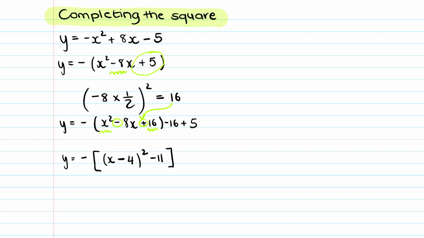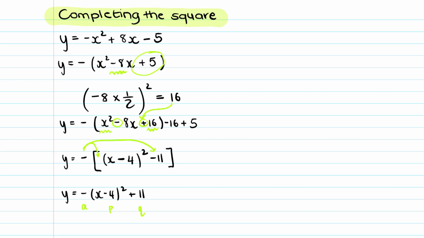But we are not done. We need to multiply that minus that is outside the bracket inside. And we do that by multiplying it in front of the little round brackets, as well as with our negative 11, which is our q value. So we are going to be left with y is equal to negative bracket x minus 4 squared plus 11. Amazing. Now we are at a point where we have our a, our p, and our q.